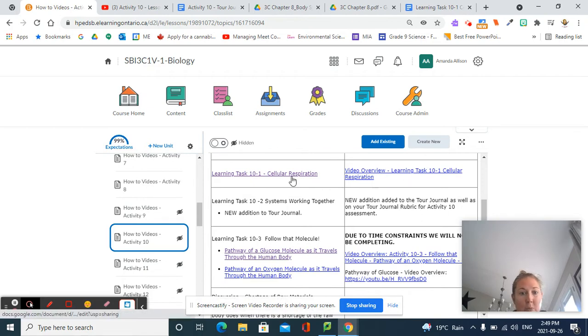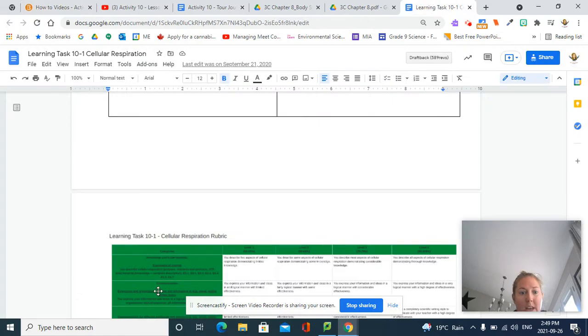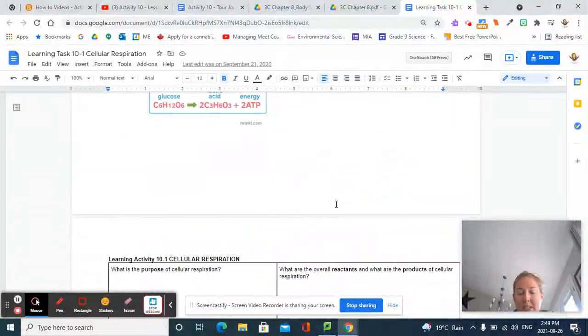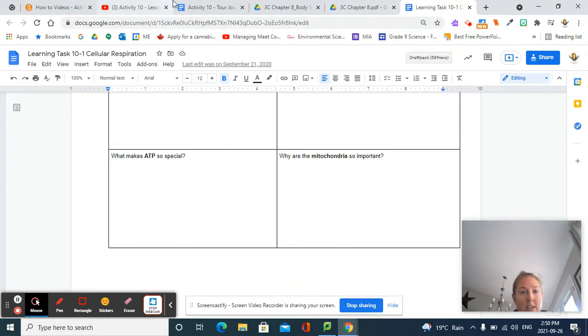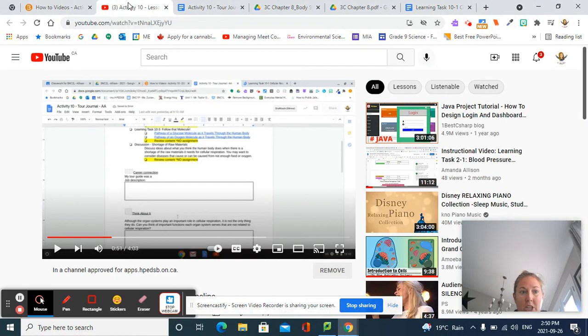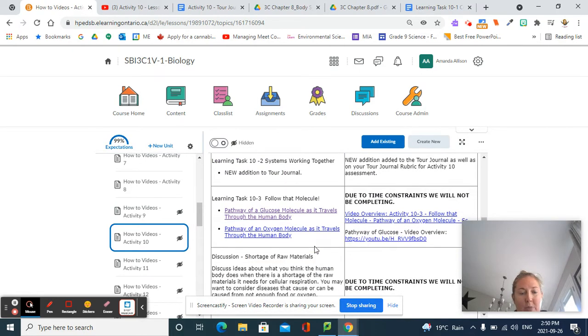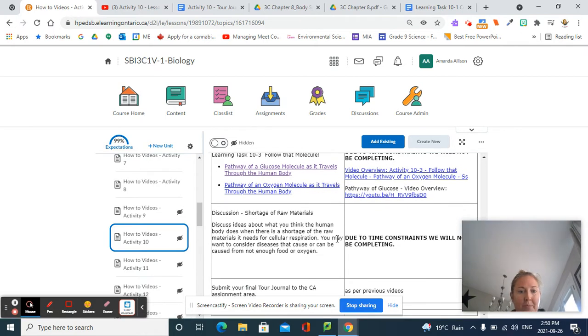This video is still going to work. So your task for cellular respiration that will go into the Dropbox, the video from last year, and my instructions work well still for that one. So I won't be changing that video. And then I don't think we're going to have time to do this, the following that molecule. So we're going to leave that for this year. Maybe we'd come back to it later, but it is linked there just in case.